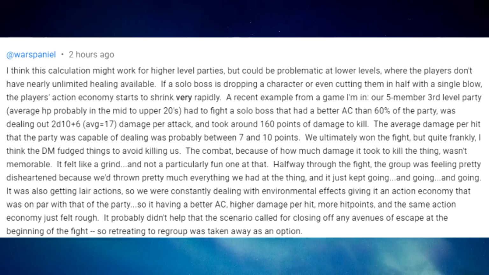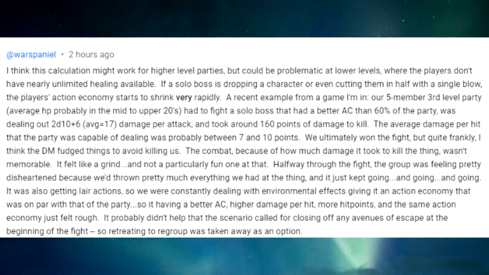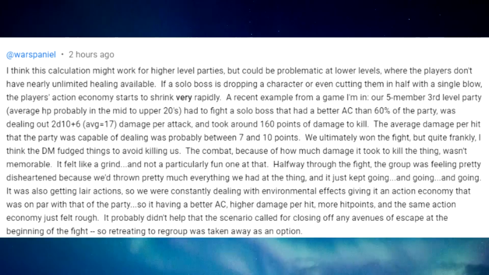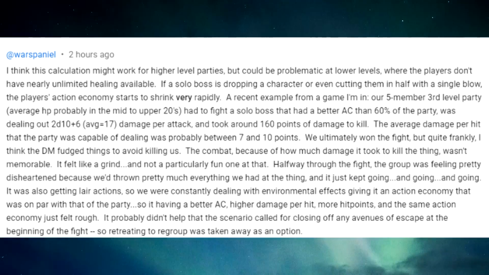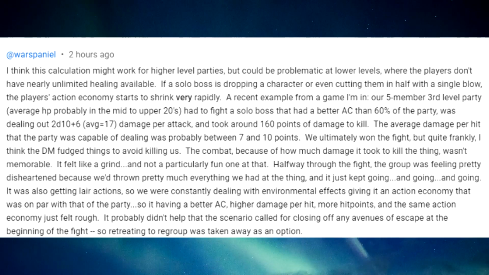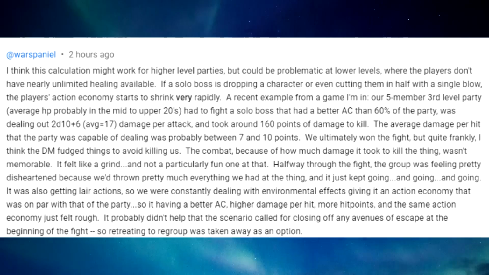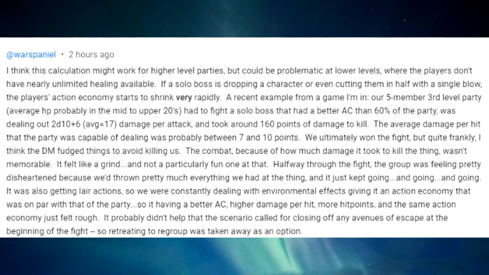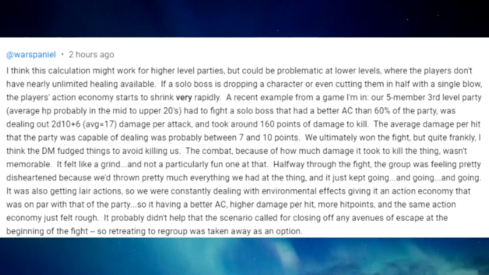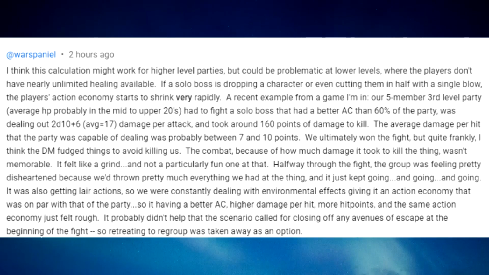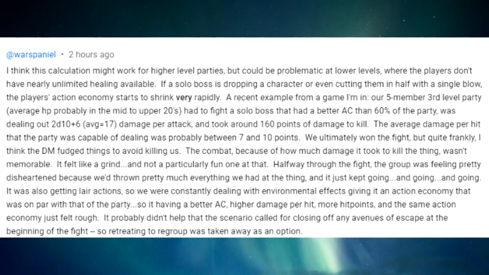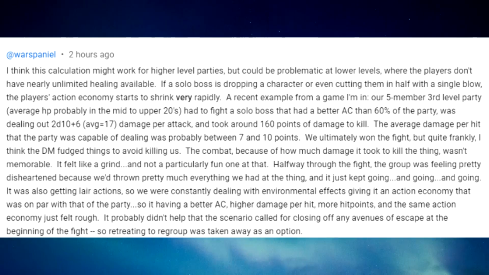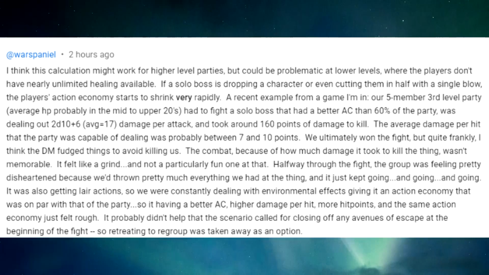Halfway through the fight, the group was feeling pretty disheartened because we'd thrown pretty much everything we had at the thing and it just kept going and going and going. It was also getting lair action, so we were constantly dealing with environmental effects, giving it an action economy that was on par with that of the party. So it having a better AC, higher damage per hit, more hit points, and the same action economy just felt rough. It probably didn't help that the scenario called for closing off any avenues of escape at the beginning of the fight, so retreating to regroup was taken away as an option.